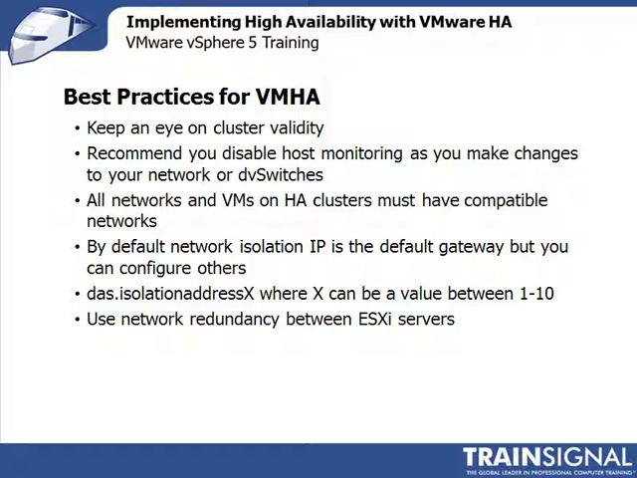By default, the network isolation IP is the default gateway. That's what I've been telling you. But I'm going to show you as we get into the GUI how you can configure a different IP address by using the advanced values in here. And I've highlighted the particular value. I'm going to show you where you can go in to VMHA and change it.